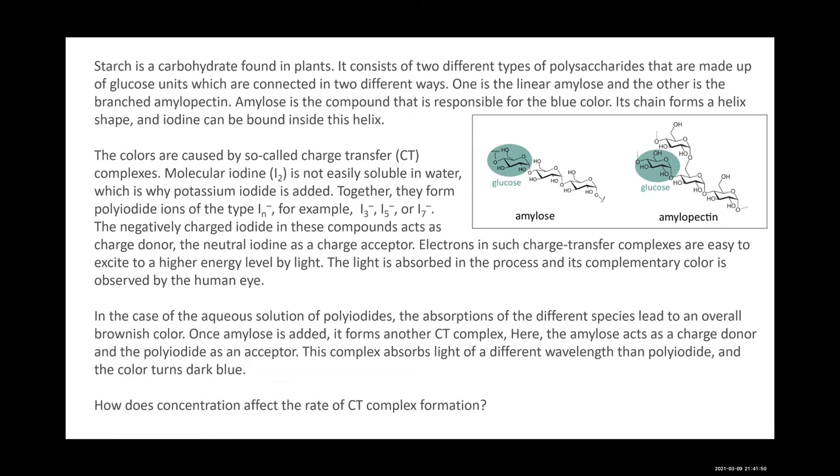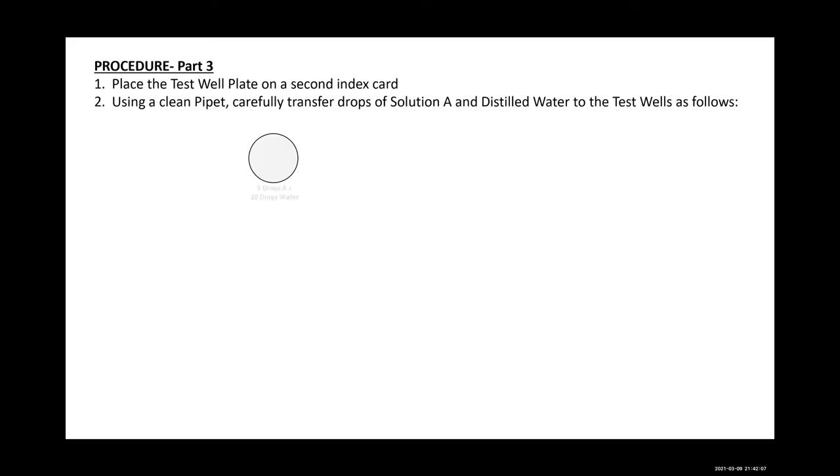So how does the concentration affect the rate of charge transfer complex formation? Procedure Part 3. So we're going to place the test well plate on a second index card, and we're going to use a clean pipette and carefully transfer drops of solution A and distilled water to the test wells as follows.